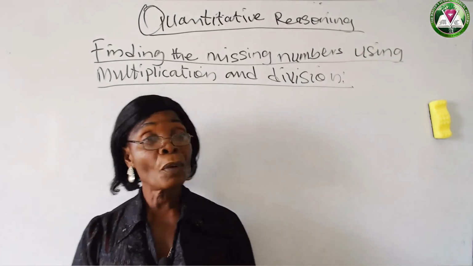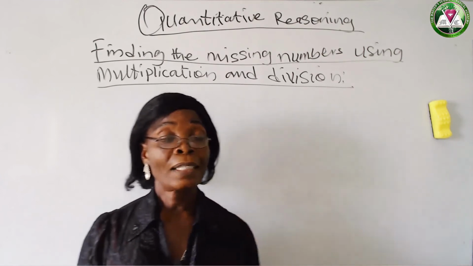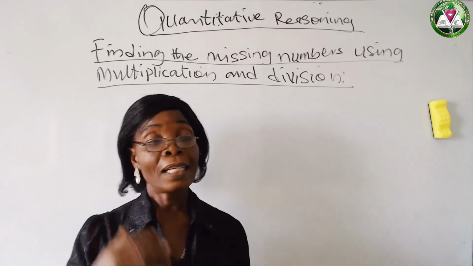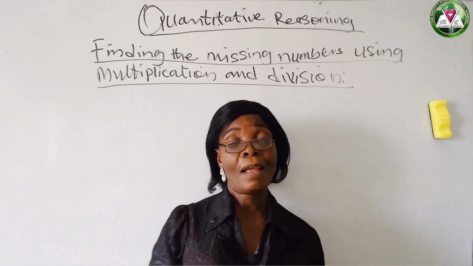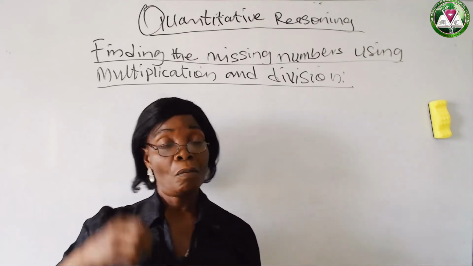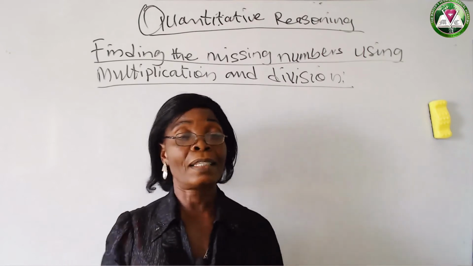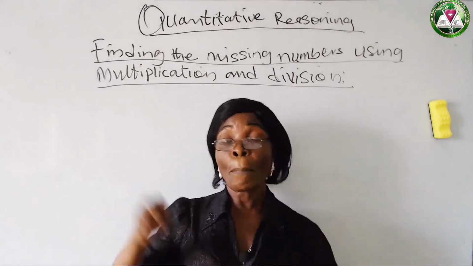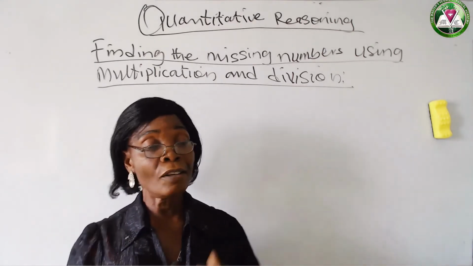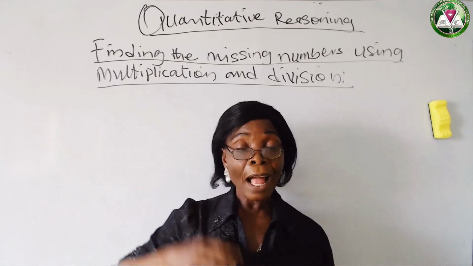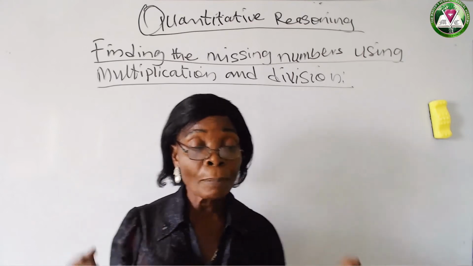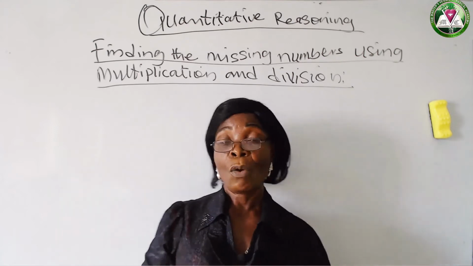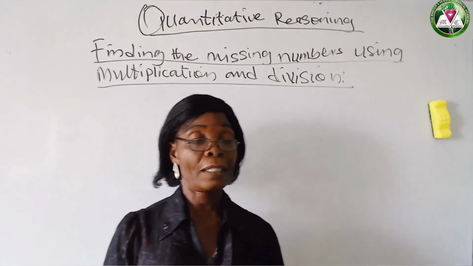Do you get what I have said? Take it again. To solve problems on quantitative reasoning, there are certain steps you should take. One of the steps is that you should introduce letters. After introducing the letters, the next step is for you to operate on the letters given to you. Number 3, after operating on the letters, you substitute. To substitute means to replace. You replace the letters with figures or numbers.